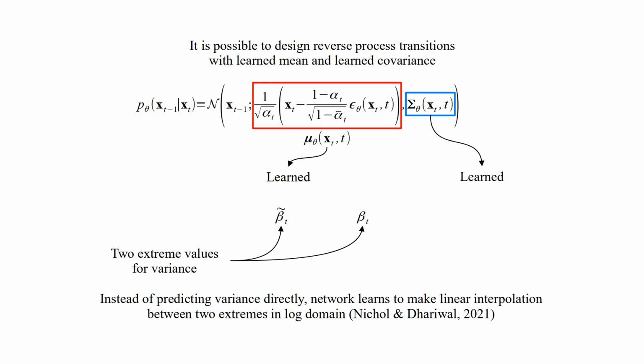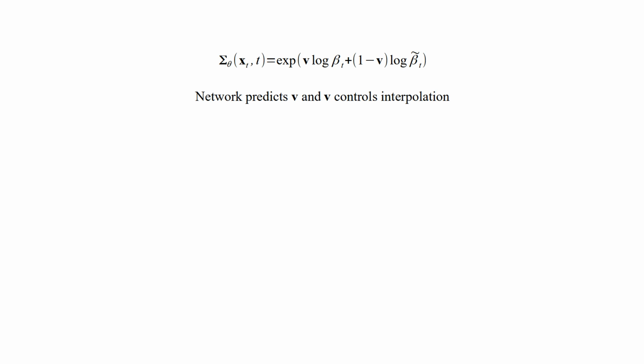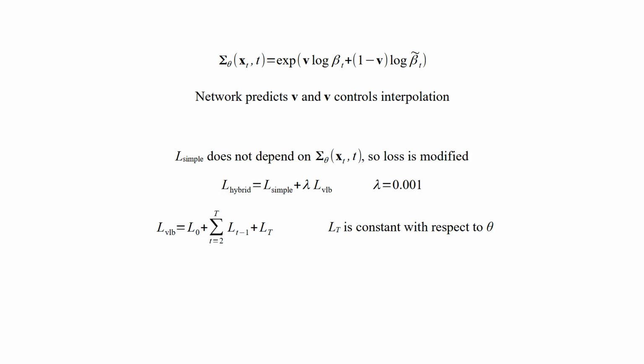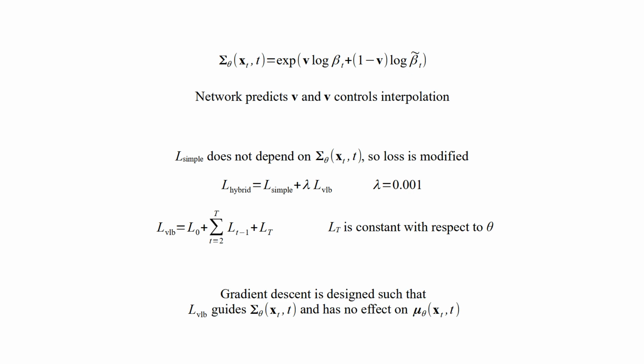Instead of predicting variance directly, network learns to make linear interpolation between two extremes in log domain. Network predicts V and V controls interpolation. Simple loss doesn't depend on covariance, so loss expression is modified. Gradient descent is designed such that VLV loss guides covariance and has no effect on mean.